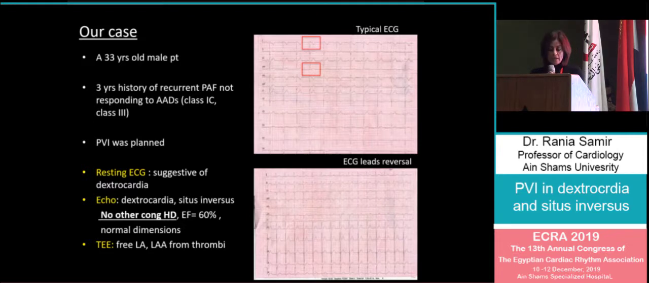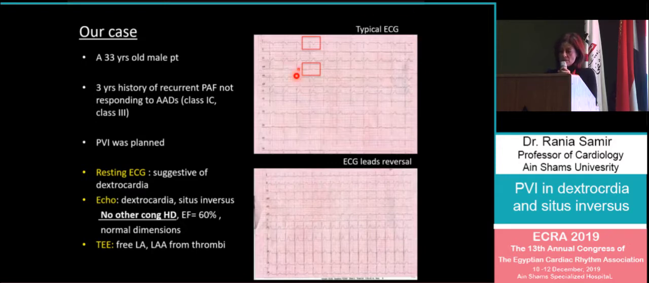Then we come to our case. In our series of pulmonary vein isolation, we had only one case of ablation in dextrocardia and situs inversus totalis, and it was the first time for me to do a transseptal puncture in a dextrocardia patient. I previously did an AV nodal reentrant ablation in dextrocardia, but I've never done a transseptal puncture in dextrocardia and situs inversus totalis. Our patient is a 33-year-old male. He had a 3-year history of recurrent paroxysmal atrial fibrillation that was not responding to antiarrhythmic drugs, and he needed repeated cardioversion, so pulmonary vein isolation was planned for this patient.